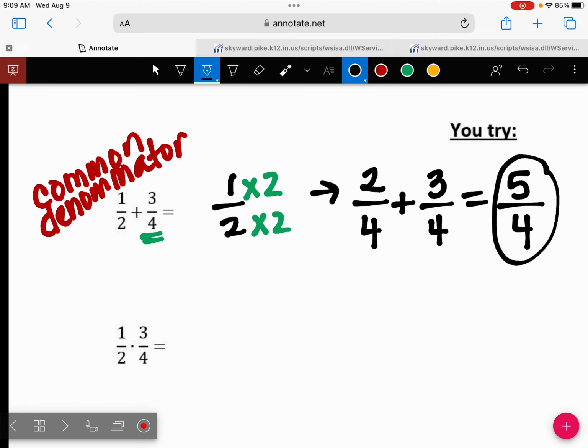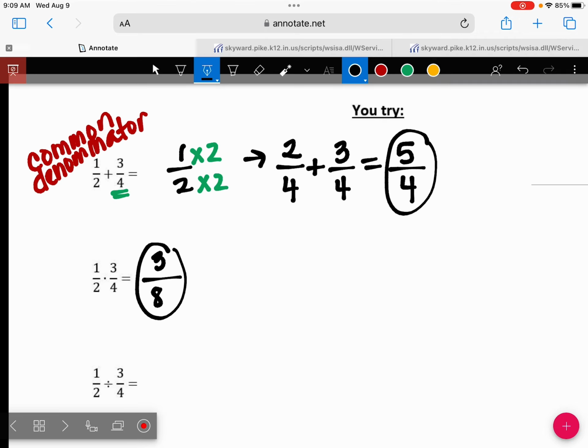When you multiply fractions, how do you multiply fractions? You just go straight across. Good. So that would give us 1 times 3, which is 3. 2 times 4 is 8. You just go straight across.